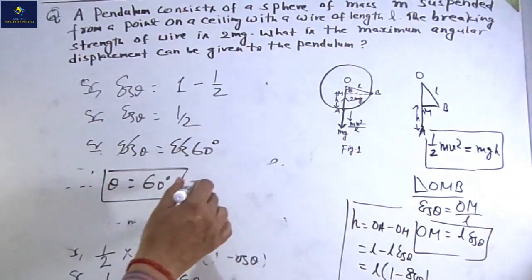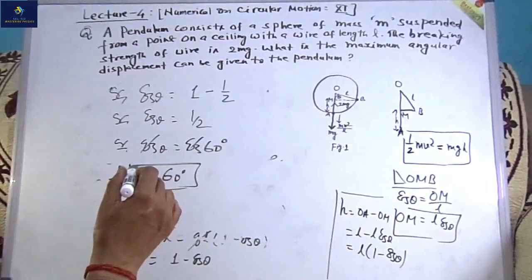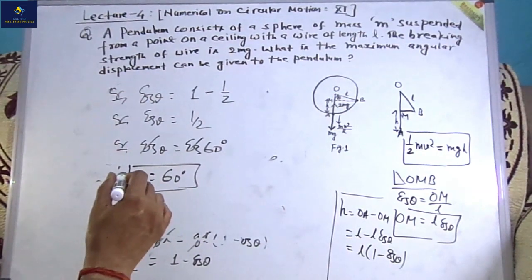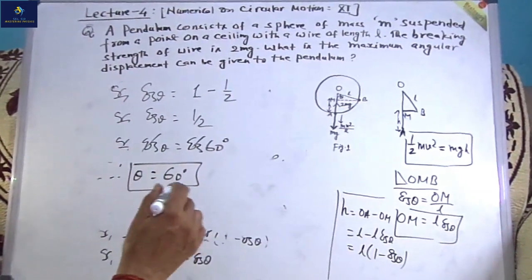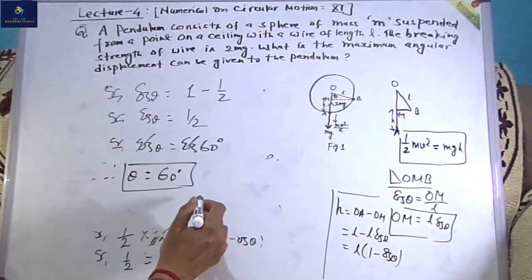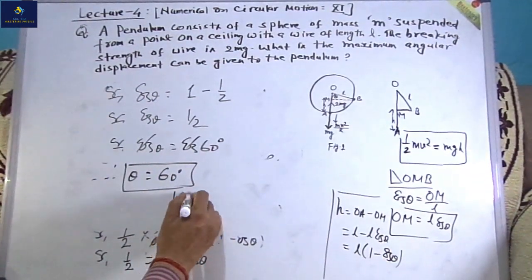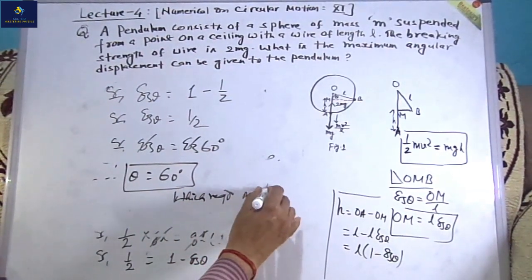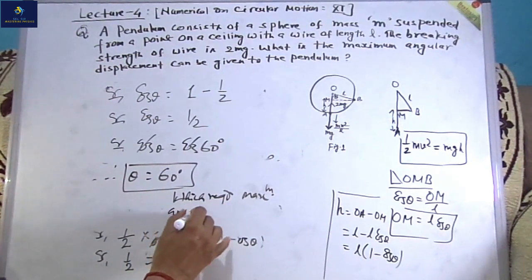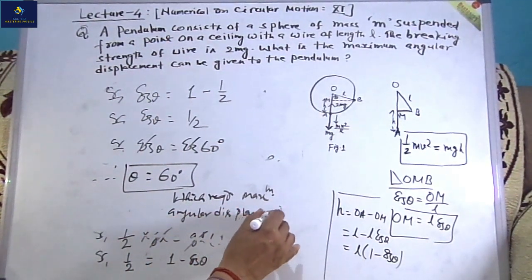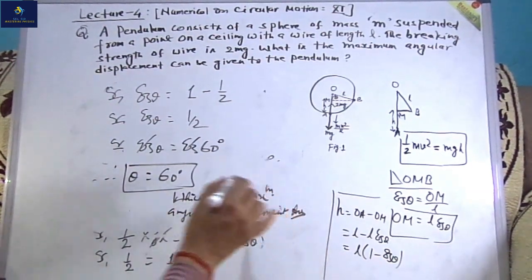Okay, this means the maximum angular displacement that can be given to the pendulum as it moves from the point A to the point B. This is the required maximum angular displacement. Okay, this is your answer.